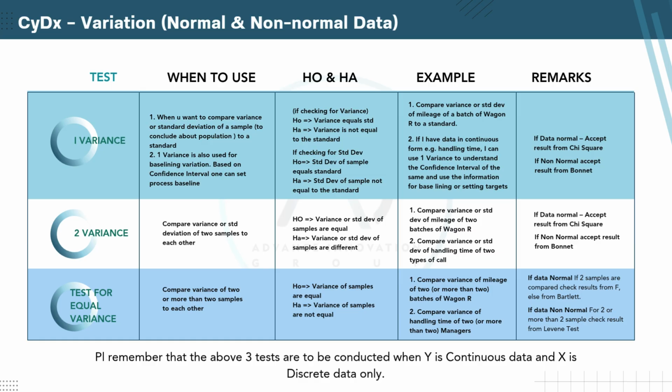Final note, bottom of slide. Make sure these tests are only used when Y is continuous, like mileage, time, weight, and X is discrete, like category, manager name, batch, number. These tests help validate consistency and identify if your process variability is under control or needs attention, which is critical for any data-driven improvement.